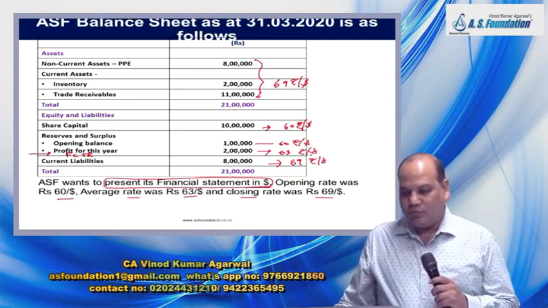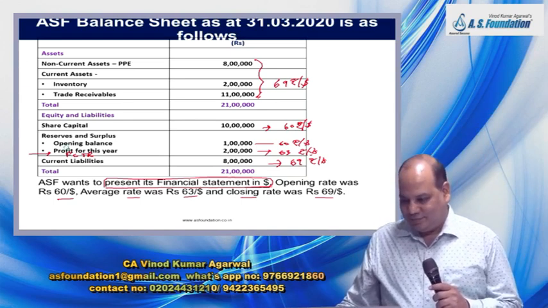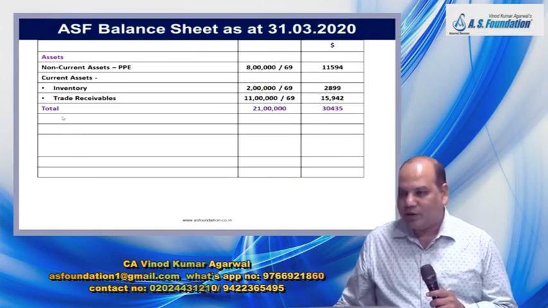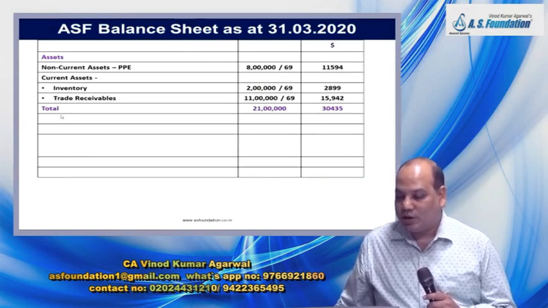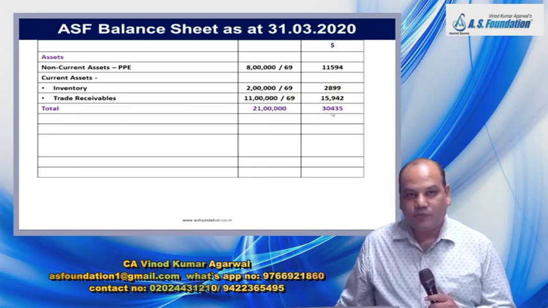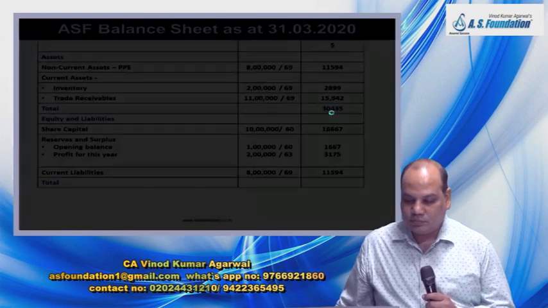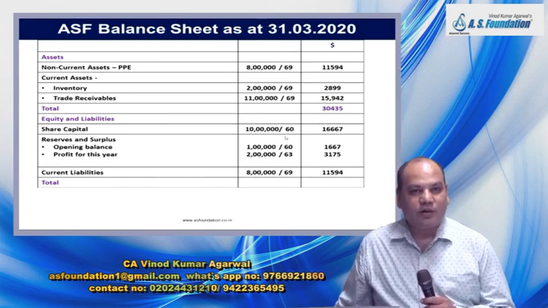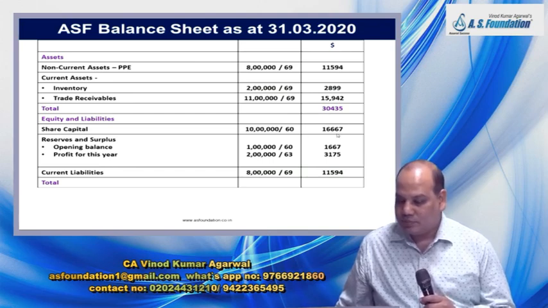Okay, now we will check the answer. See, first check PPE 11594, inventory 2899. Have you multiplied or divided? Divided. 15942. Total of the asset side 30435. Equity and liabilities. Share capital: earliest rate available or date of control. So at the earliest rate, 16667 you are getting.